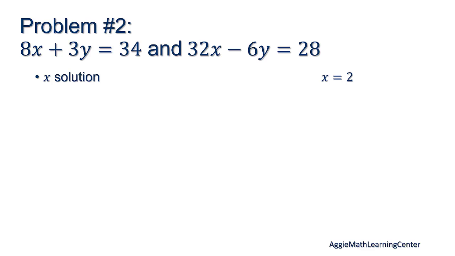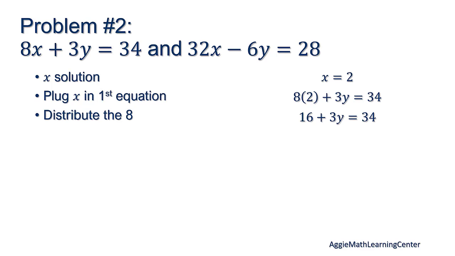Now that we know what the x-coordinate of this intersection is, we can plug it into either of the original equations and solve for the corresponding y-coordinate. Let's use the first equation. When we plug in the x value, we have 8 times 2 plus 3y equals 34.